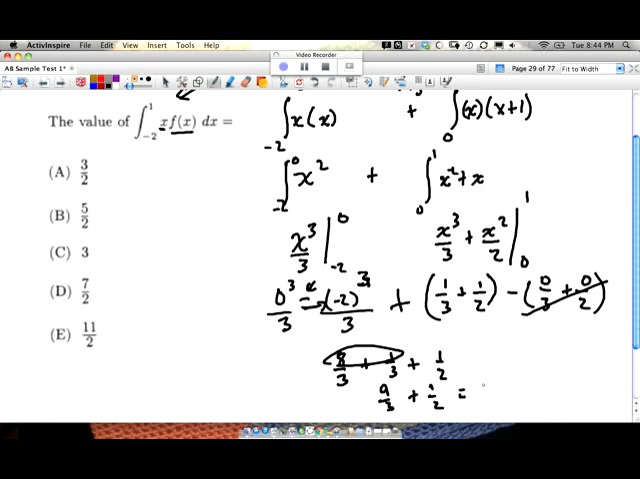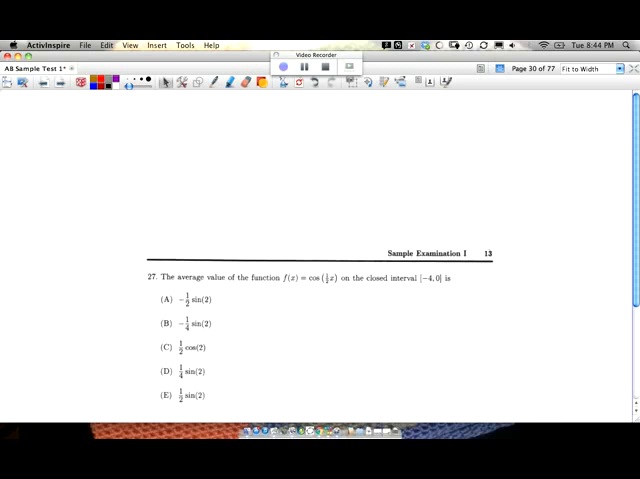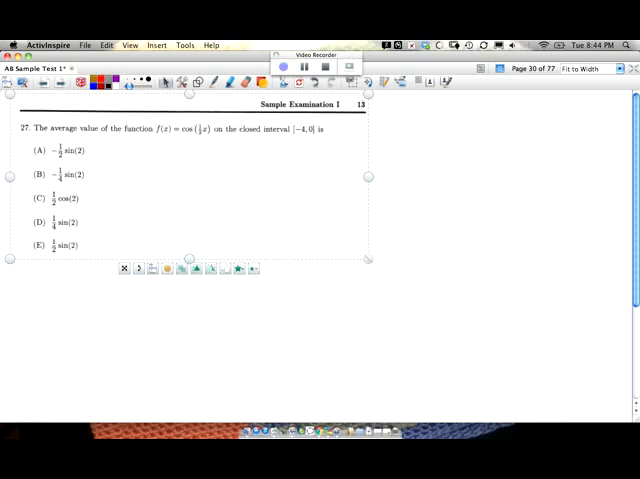Which is really 3.5, or 7/2. The answer is D. I think we got one more in here. Yes, we do. Number 27.